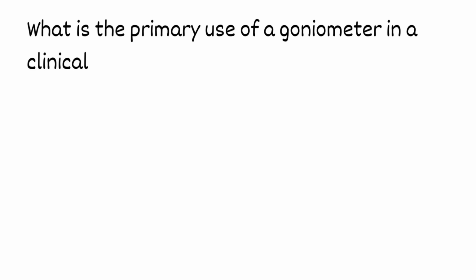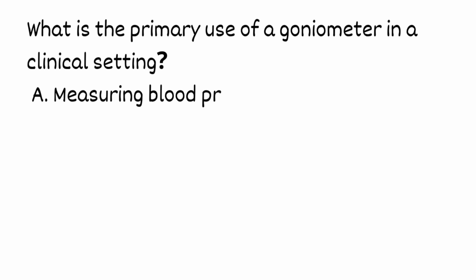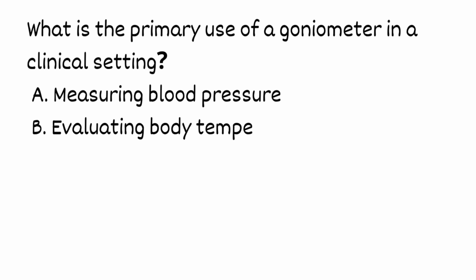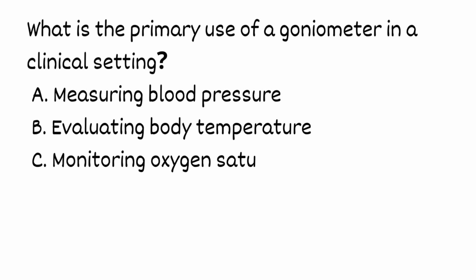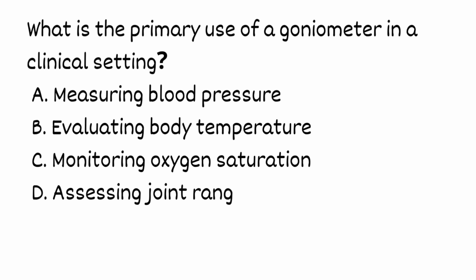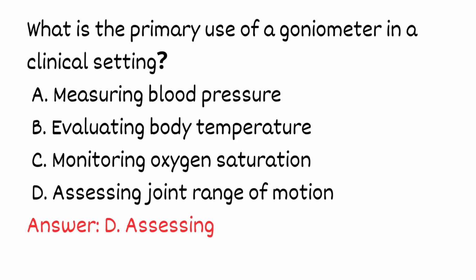What is the primary use of a goniometer in a clinical setting? A. Measuring blood pressure. B. Evaluating body temperature. C. Monitoring oxygen saturation. D. Assessing joint range of motion. Answer, D. Assessing joint range of motion.